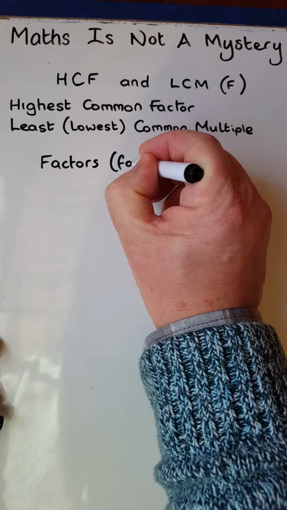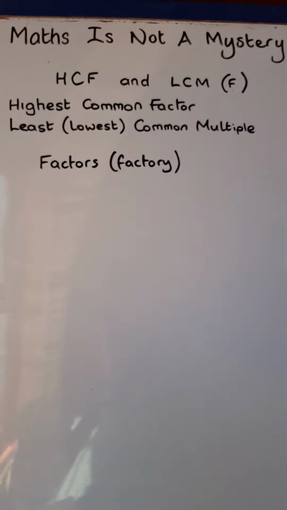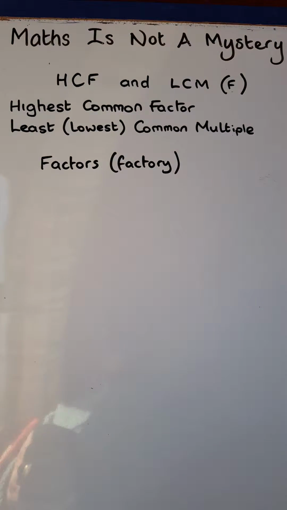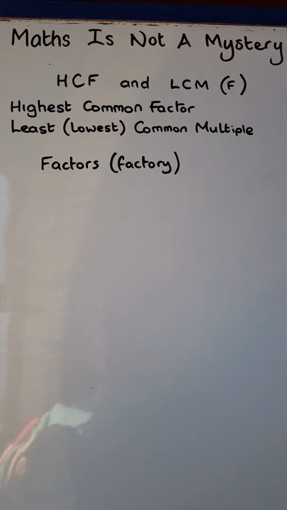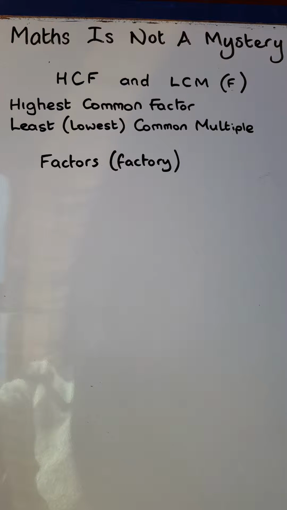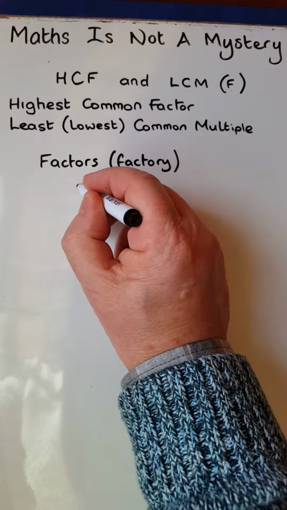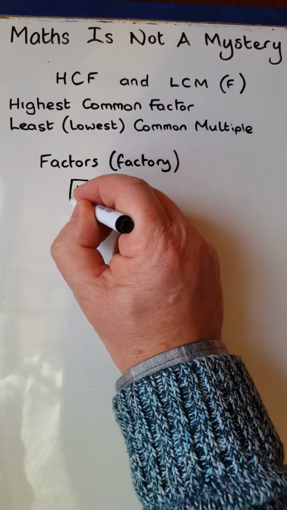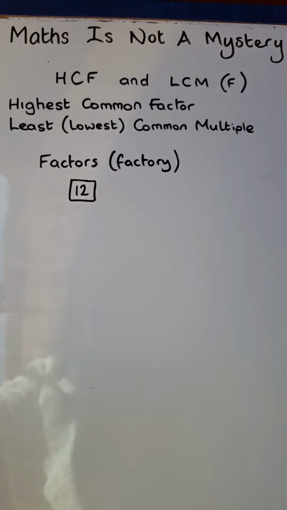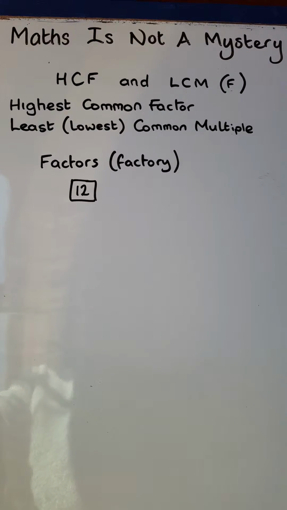Think about the word factory. Think about what happens in a factory. Little things go into a factory, they get put together, and big things come out the other side of the factory. To make the factors work with a number, we get little numbers that we multiply together, and a big number comes out the other end. So if we choose this as our number, 12, we start to think about all the numbers that we can multiply together to make 12.